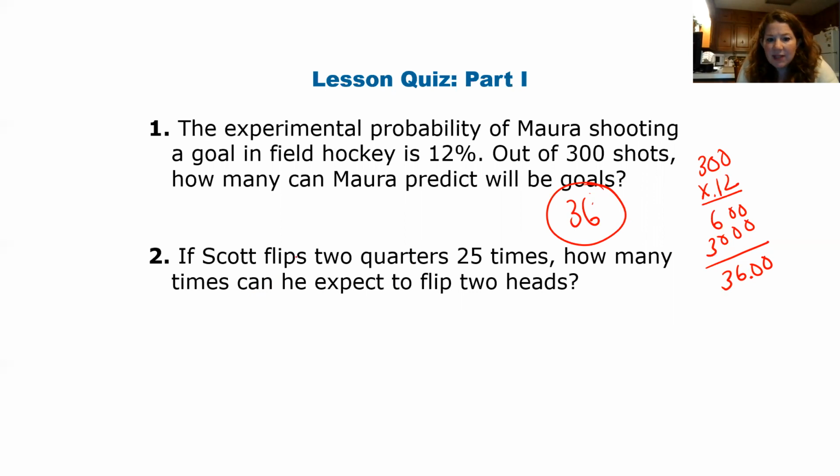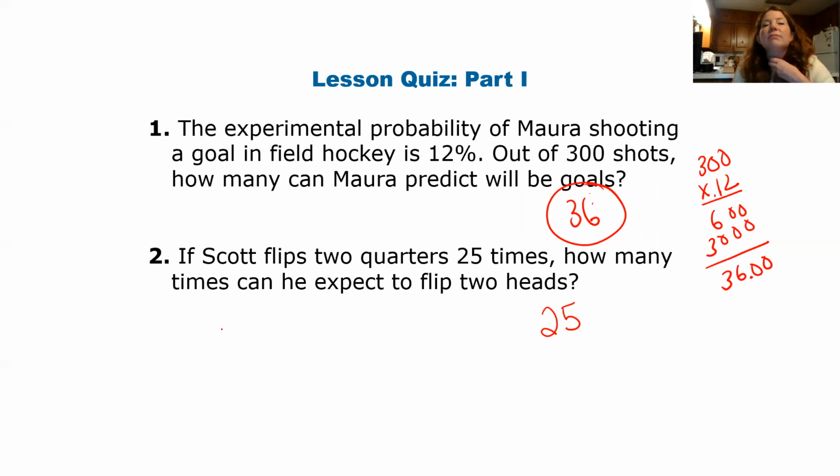And then if he flips 2 quarters 25 times, how many times can he expect to flip 2 heads? Well, 2 quarters 25 times. So basically it's 50%, because the probability of getting heads on a quarter is 1/2. How many times can he expect to flip 2 heads? So he's going to flip.